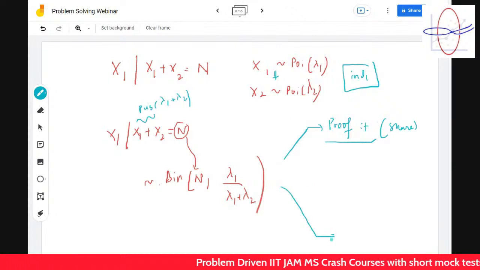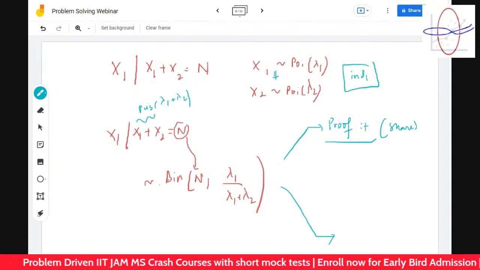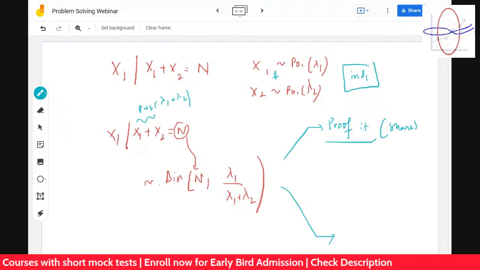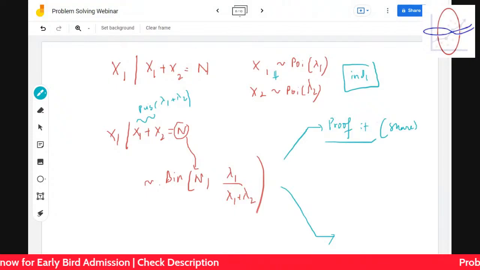Okay, so let's understand the intuition behind it. Anyone who wants to try this intuition out? X1 and X2 are Poisson. How to try out this intuition? Any ideas, guys? How to try out this intuitive explanation of this?